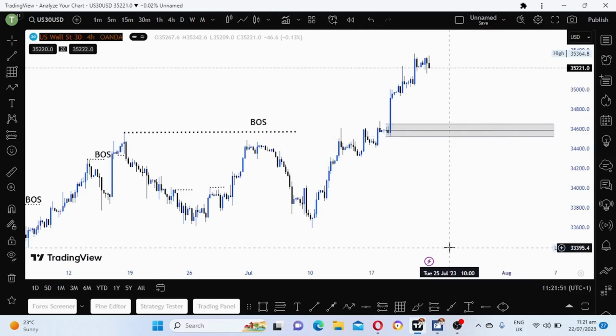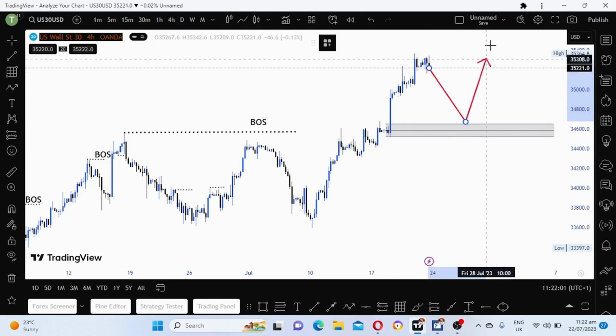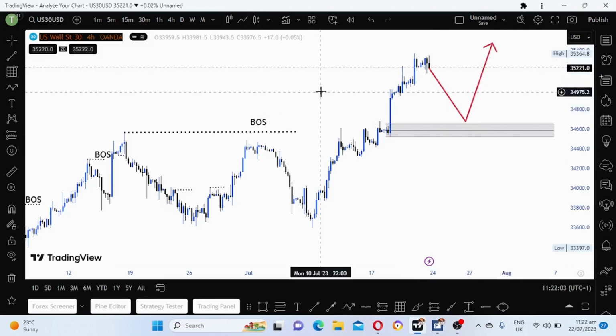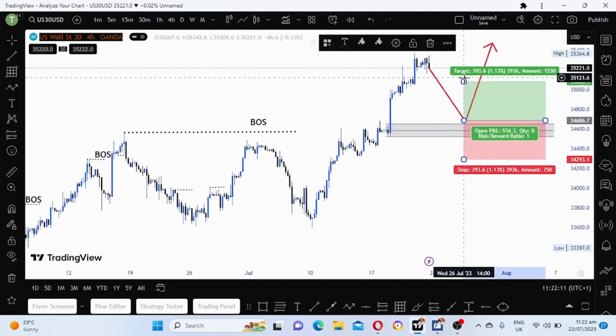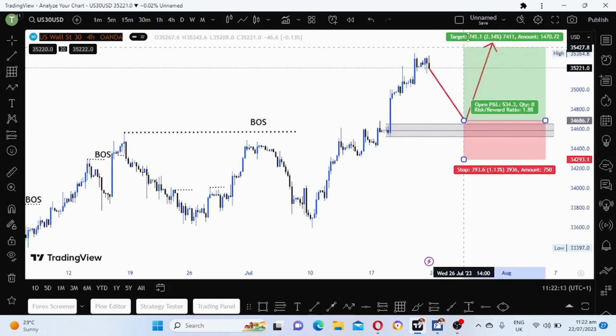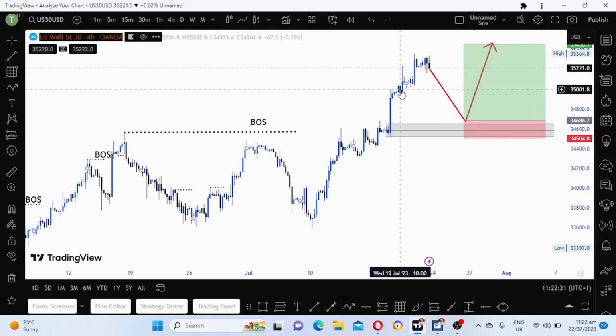So I'm just waiting for price now to pull back to this zone, and then we buy. So I'm just waiting for price to pull back. This pullback can take even a week. So this one is a swing trade, guys. It's a swing buy here. This is not something that can happen within 2 days. It's something that can happen in 4 to 5 days or even a week.